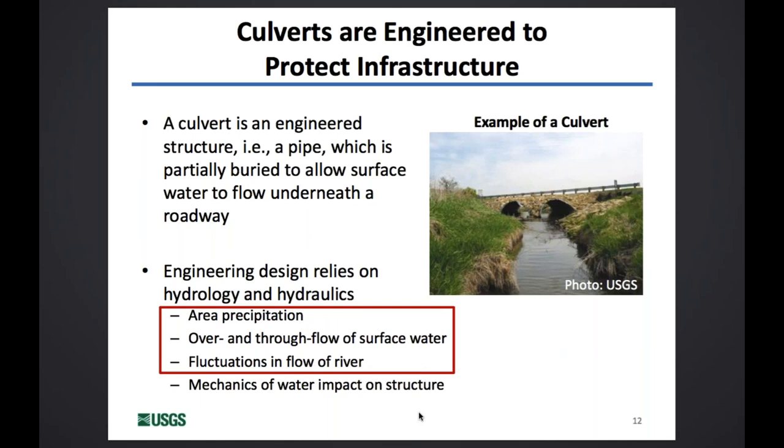So what we looked at in detail is how stream gauge information is used to design a culvert and what the different risks are associated with not having that information. Essentially, a culvert is what you'll see under a highway or road to allow water to pass. So it's going to be smaller than a bridge. And to design those, they use precipitation. They want to understand the type of through flow of surface water and the fluctuations in the flow of the river. And all of those are things that stream gauge information can provide. Next slide.